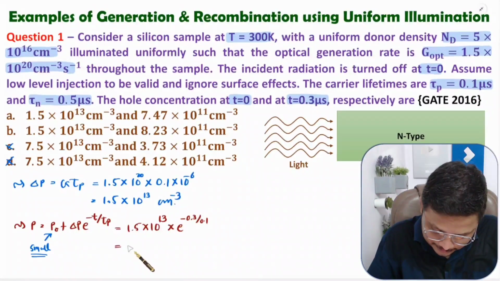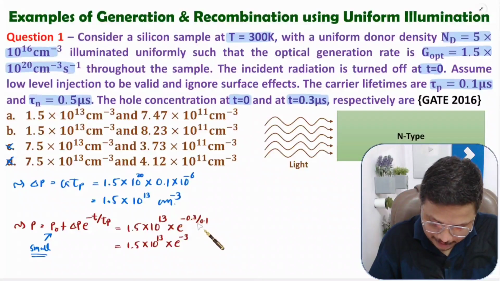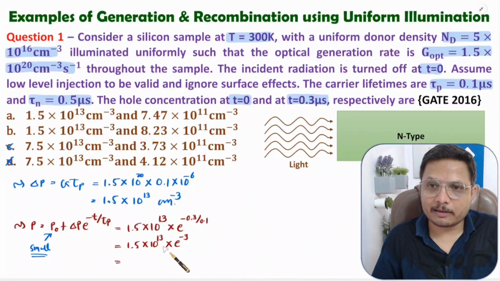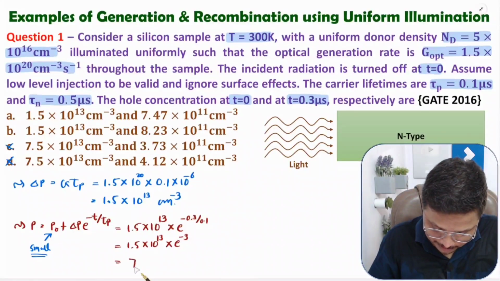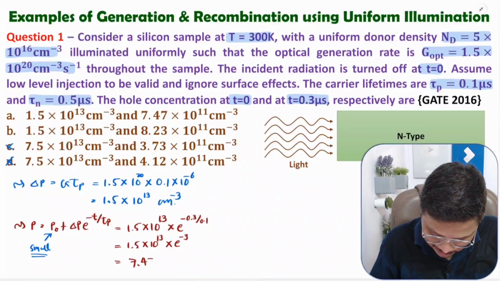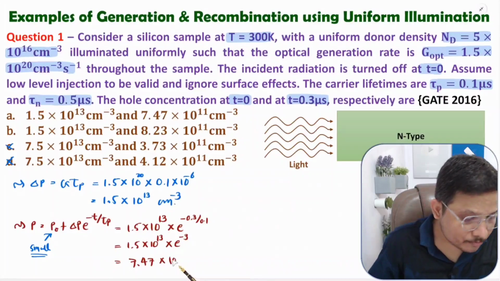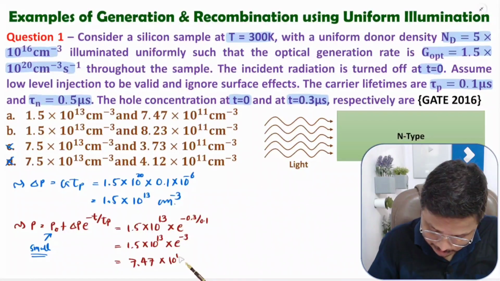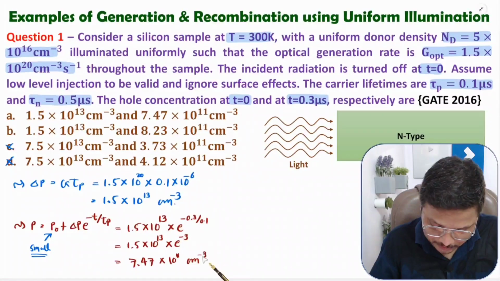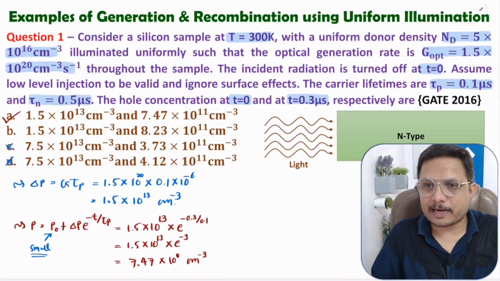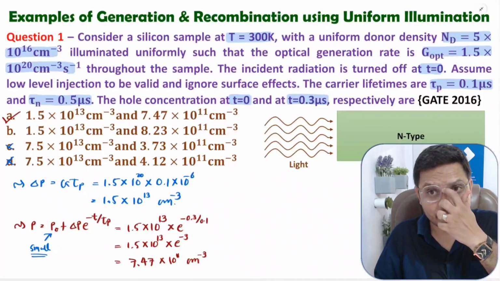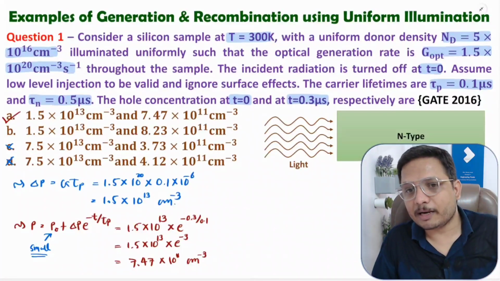So you can say this is 1.5 into 10 to the power 13 into e to the power minus 3. And if you solve this in calculator, let me check what is my answer. So my answer is 7.47 into 10 to the power 11 per centimeter cube. So if you observe this, this is our correct option, right? So that is how simply we can solve the question. But first you need to understand how the basic fundamentals work.